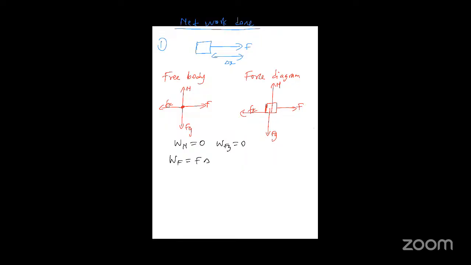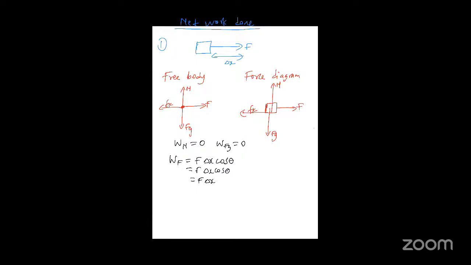Now, let us deal with work done by F. Is F change in x cos theta. What is the angle here? It's 0, right? Displacement and force. We're going to end up having F change in x.